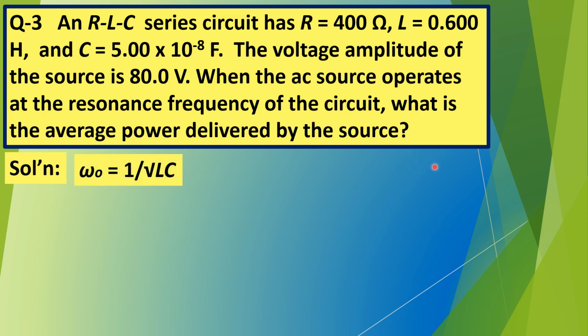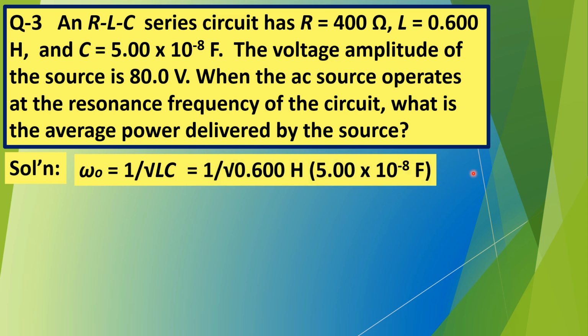So for our solution, we determine the resonance angular frequency omega naught equal to 1 over square root of LC. Substituting, we have 1 over square root of 0.600 Henry times 5.00 raised to the negative 8 power farad. And we get the value for omega naught equal to 5,774 radians per second.